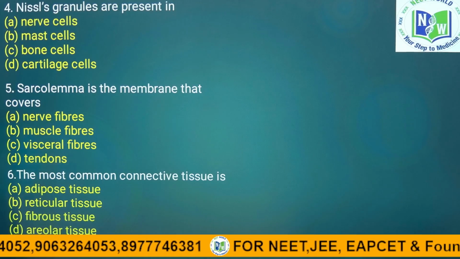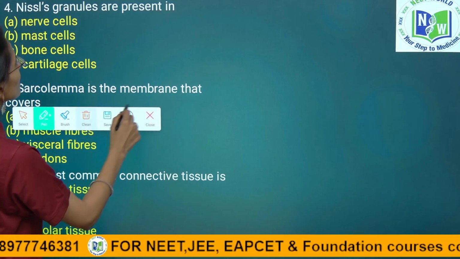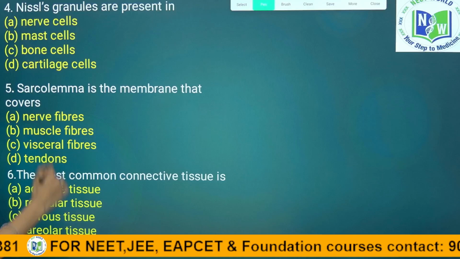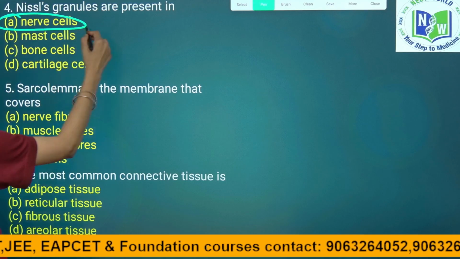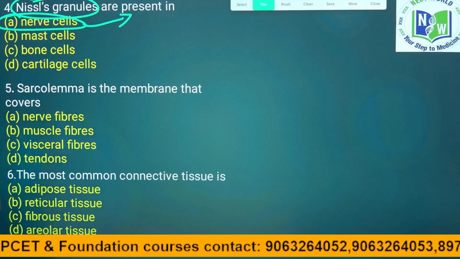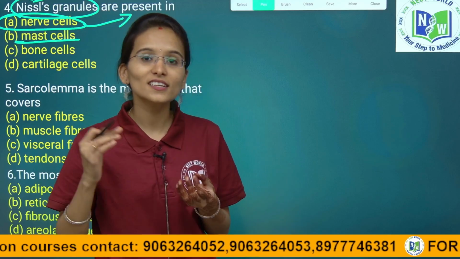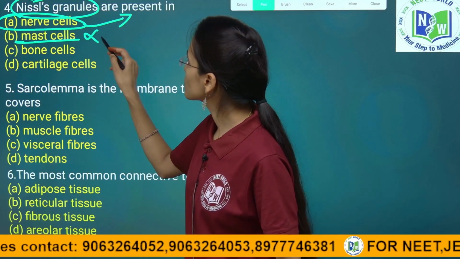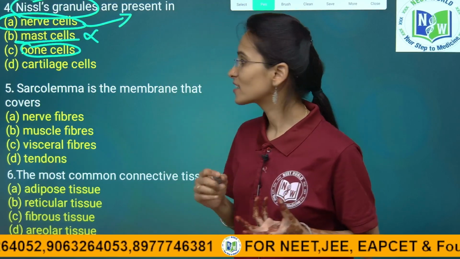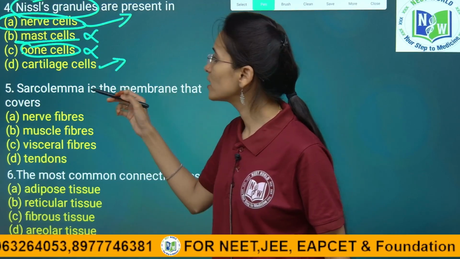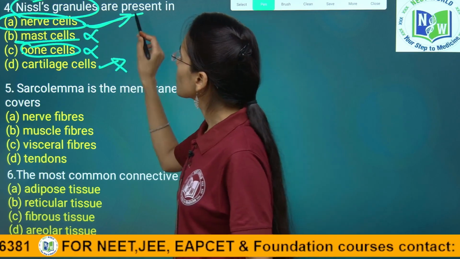Nissl granules are present in. This question is related to the nervous tissue. So, absolutely the answer will be option A, nerve cells. Inside the nerve cells we can find the Nissl granules, and option B is mast cells. Mast cells are the cells which are present in areolar tissue, so this is also wrong. And bone cells, inside the bone cells we cannot find the Nissl granules, and inside the cartilage cells only the chondrocytes are present but Nissl granules are absent. So, the right option will be option A.